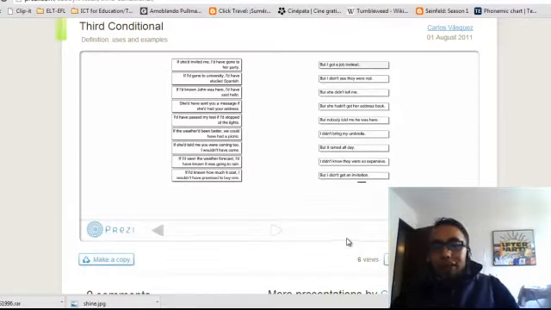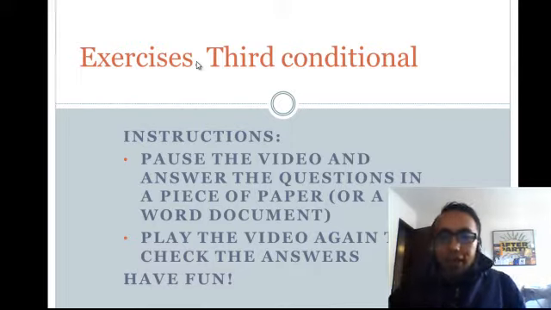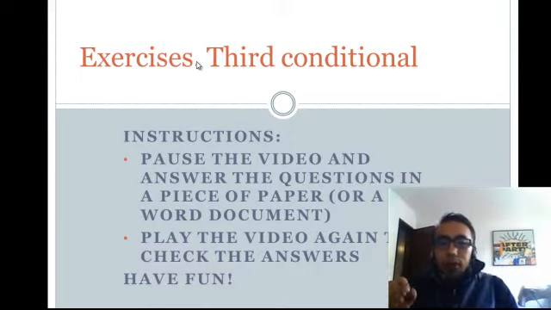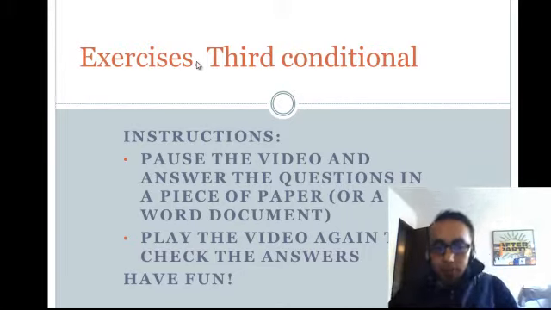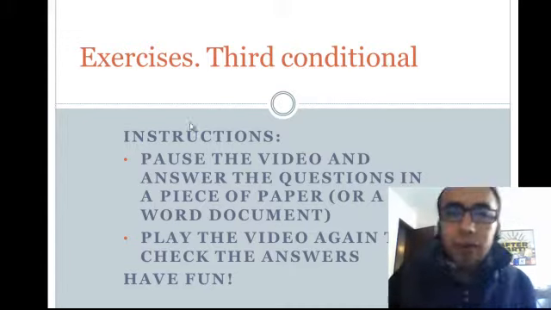Now let's do some exercises in order to see how you do with this tense. So the instructions for this part, this is going to be interactive. You are going to pause the video and answer the questions on a piece of paper. So grab a pencil or a pen and a piece of paper, pause the video, answer the questions, then you play to see the answers. So let's check.